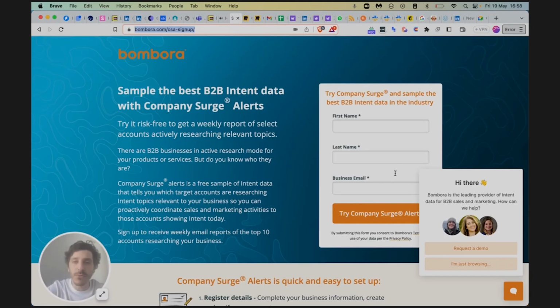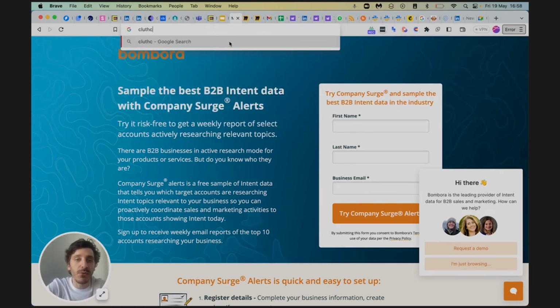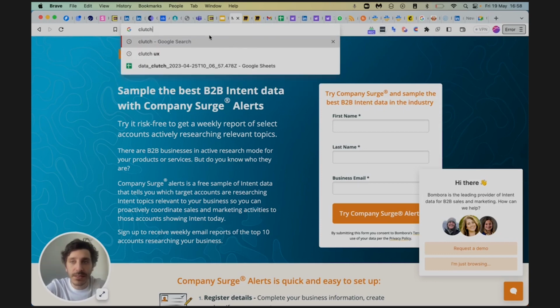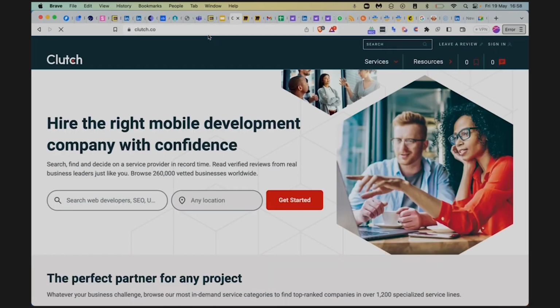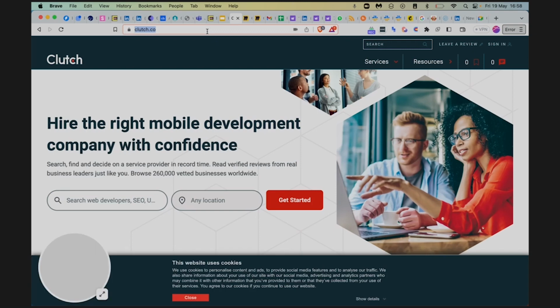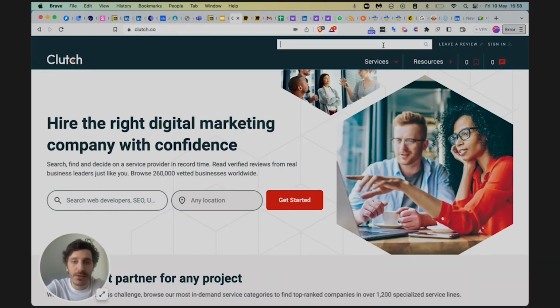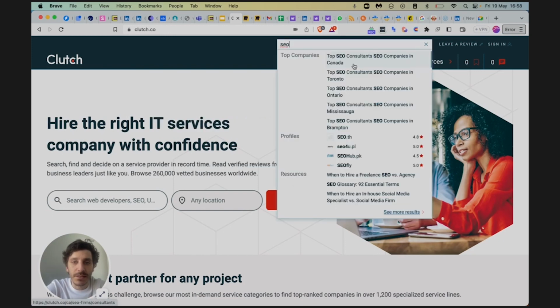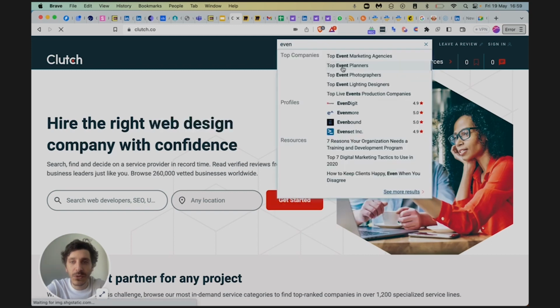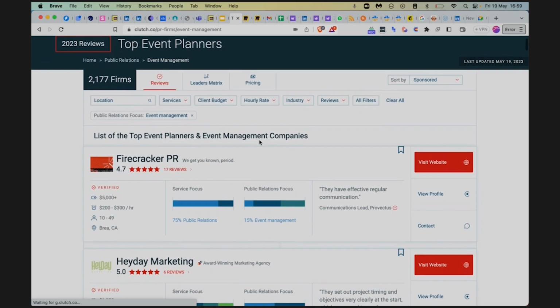So here's Bombora's try company surgeon sample, the best B2B. What I want to show you is just how to quickly scrape, because that's important. If you're using Cognism, this is how I would do it. So let's say I wanted to grab a list and I was like, do you know what, I need SEO companies, and that's kind of who I'm going out to. Or let's say we've got event planners, so that might be good for one of our clients.